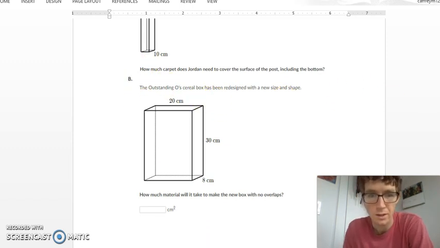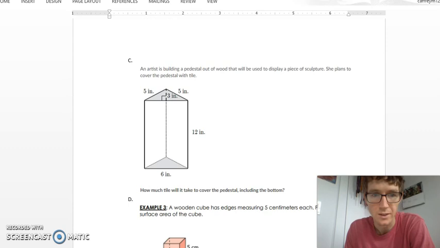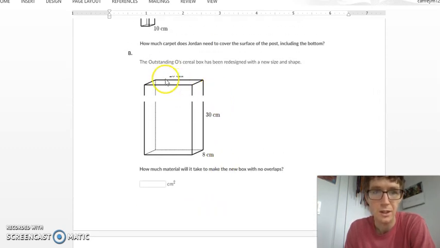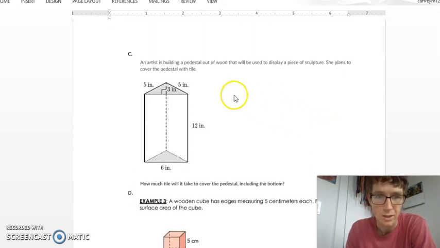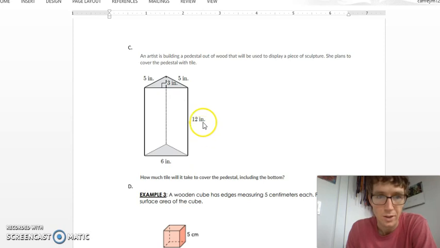I want to give you guys a chance to look at this. This is the problem I'm going to do today. If this is a rectangular prism because there are rectangles in there, this is what we call a triangular prism because we've got a triangle on top and bottom, and then the sides go up like that. For this problem, it says an artist is building a pedestal out of wood that will be used to display a piece of sculpture. She plans to cover the pedestal with tile. How much tile will it take to cover the pedestal, including the bottom?